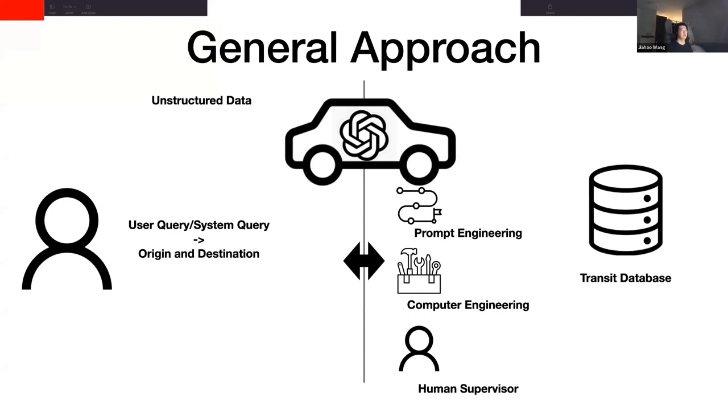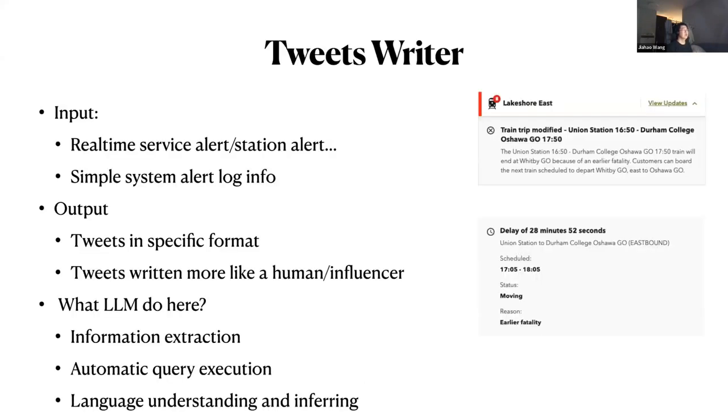The next tool is computer engineering. That is where we give the large language model access to transit data or other structured data. And the last element, which we think is also very important for large language models used in transit applications, is the human supervisor, to make sure the answers from the large language model are reasonable and secure. So let's take a look at the first application.